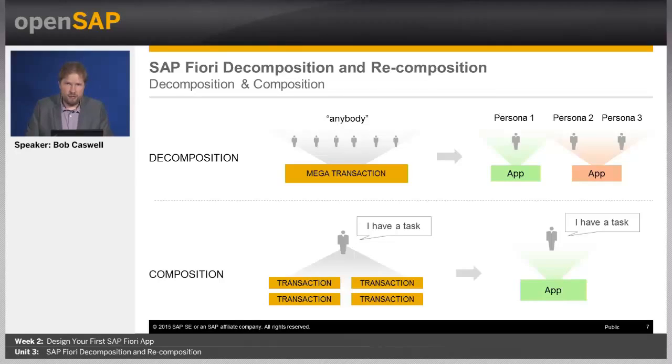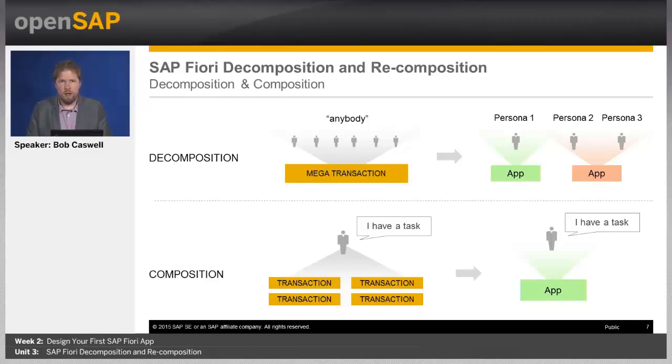For the same transaction, if different personas, that is different users, have different information needs, then you should create multiple apps so that each user gets a tailored experience. We call this process the decomposition process because what we're doing is breaking down complex mega transactions into simplified apps. But then there are other cases.